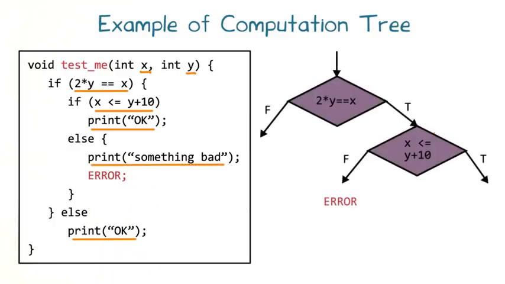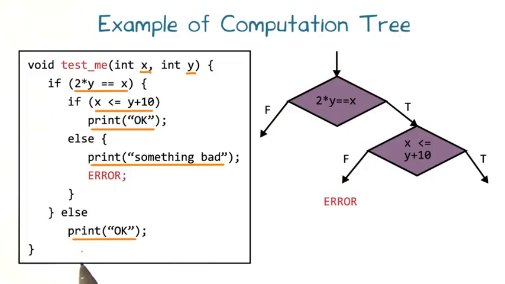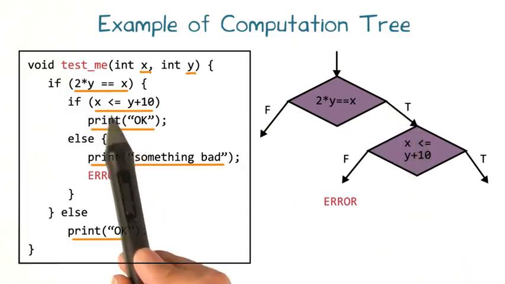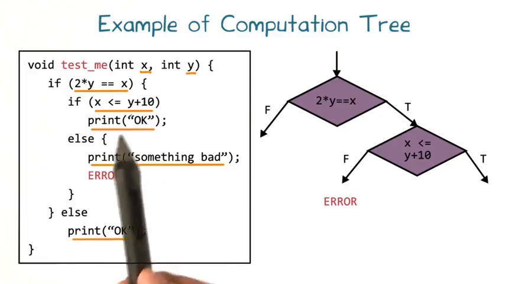The computation tree that results from this program has just two nodes, corresponding to the two branch points. The root node is labeled 2 times y equals x, which corresponds to the outer branch point. If this test fails, then the program exits normally, so the root has no left child. If the test succeeds, then we reach another branch point. So the root has a right child labeled x is less than or equal to y plus 10, corresponding to the test we perform at this second branch point.